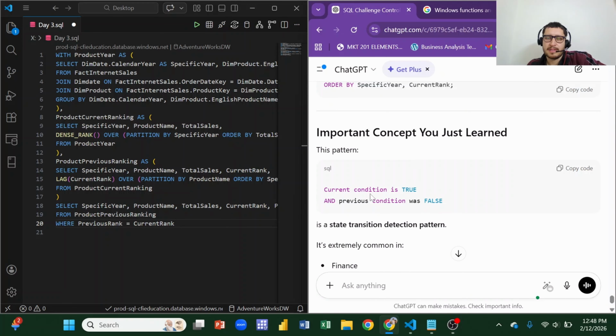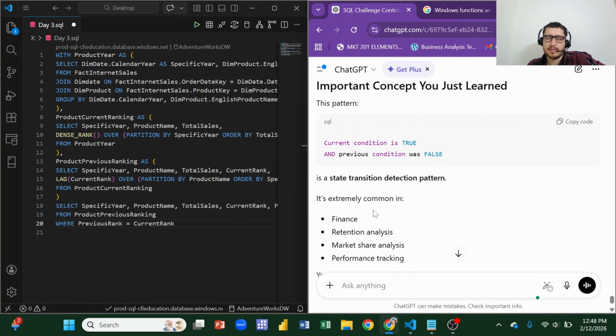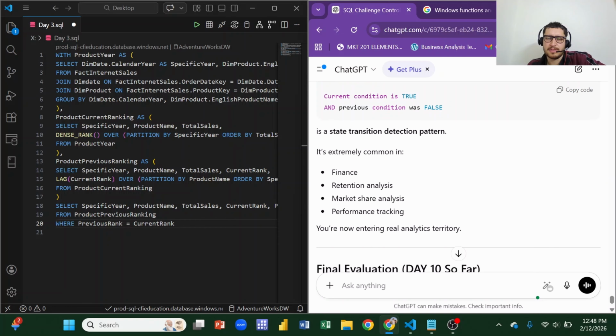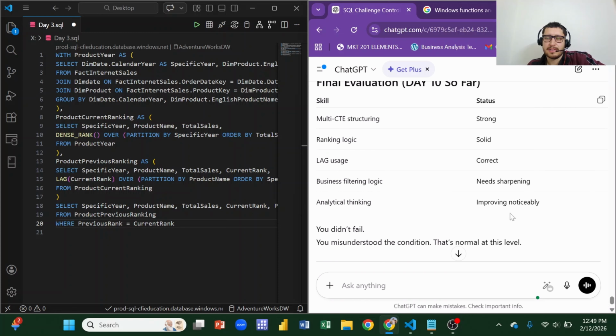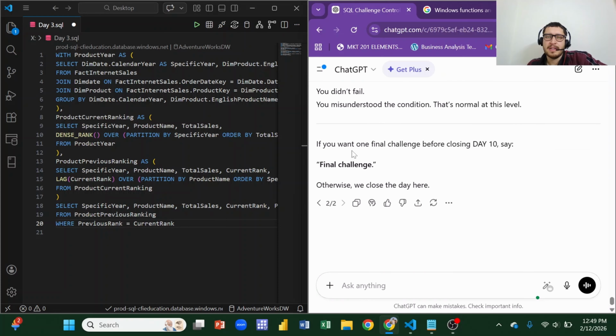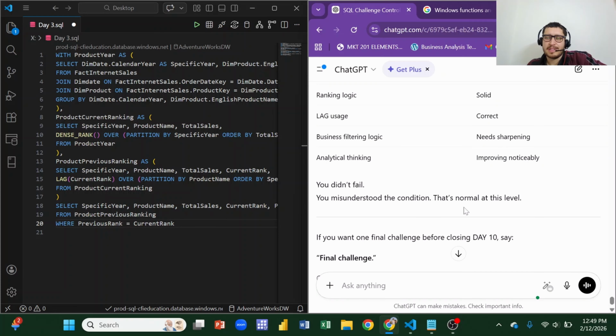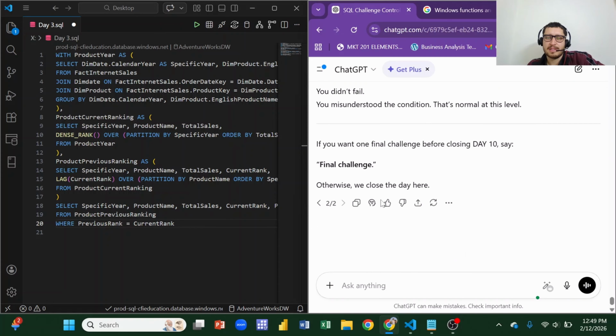Important concept you have learned: the current condition is true and the previous condition was false. It is a state transition detection operation. It is extremely common in finance and retention analysis. It means you are now entering real analytics territory. Final evaluation: multi-CTE structure strong, ranking logic strong, LAG usage correct, business filtering logic needs sharpening, analytical thinking improving noticeably. You didn't fail, you misunderstood the condition. That is normal at this level. If you want one final challenge before closing the day, say final challenge.